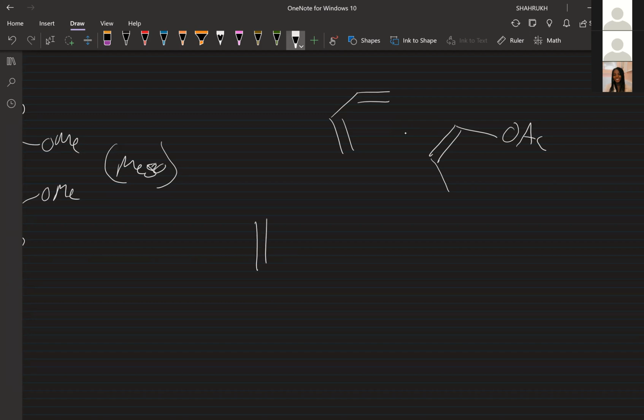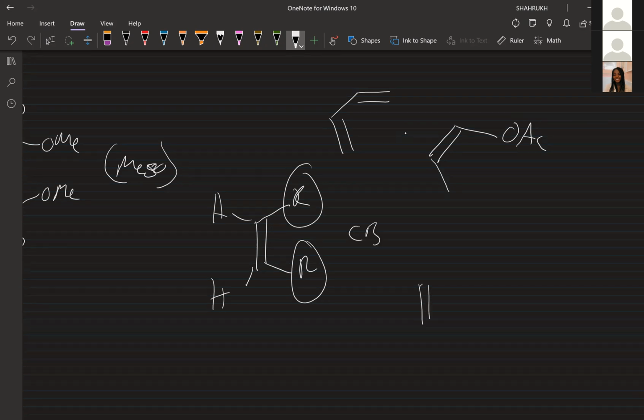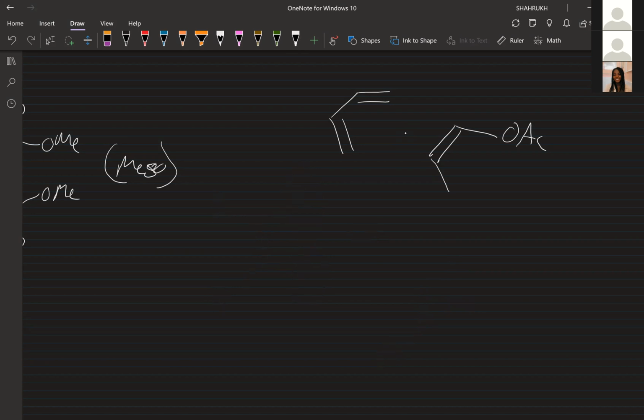is if you look at any alkene, right? If you have two R groups, the other side is going to be H's or whatever. If they're both on the same side, that's cis. If it's R and R like this, it's trans, right? So anyways, back to this product. I'm just going to abbreviate these groups as OAc, right?